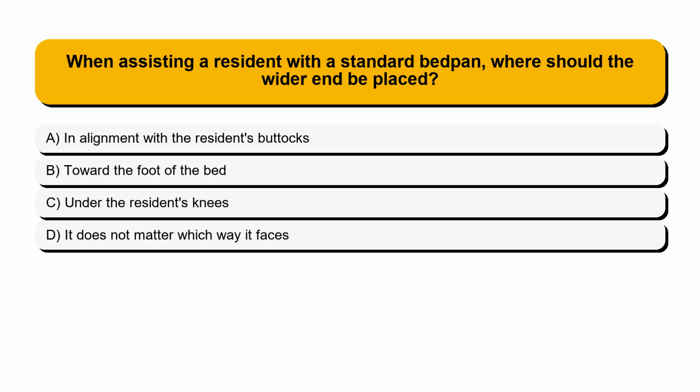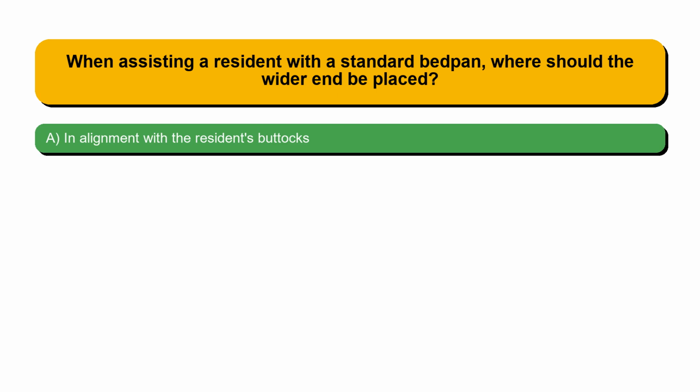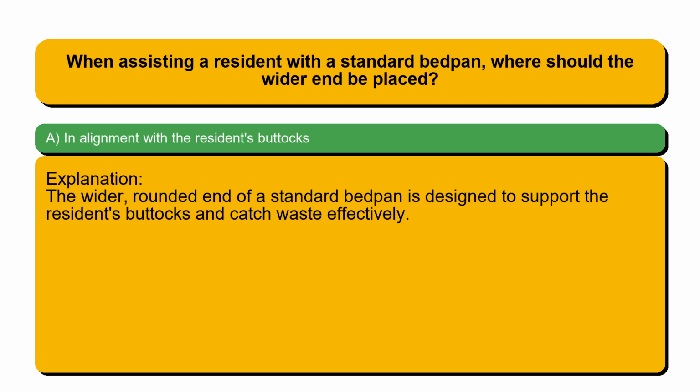Question 22. When assisting a resident with a standard bedpan, where should the wider end be placed? Option A. In alignment with the resident's buttocks. Option B. Toward the foot of the bed. Option C. Under the resident's knees. Option D. It does not matter which way it faces. The correct answer is option A. In alignment with the resident's buttocks. The wider, rounded end of a standard bedpan is designed to support the resident's buttocks and catch waste effectively.